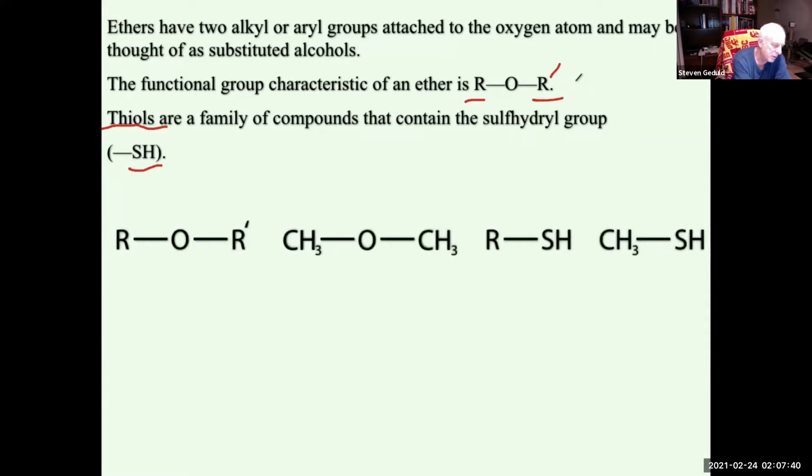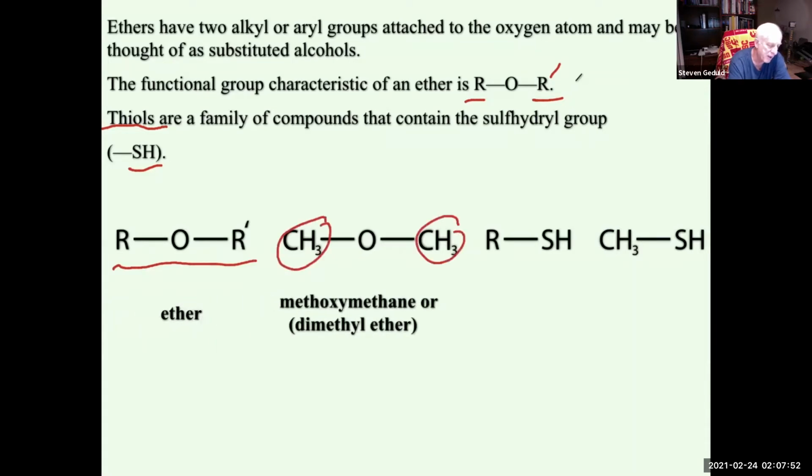So ROR is an ether. Two R groups, that's the functional group. And this could be methyl on both sides. You have dimethyl ether, or methoxymethane. We'll get to naming a little bit in this chapter.